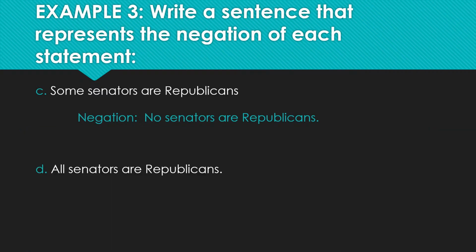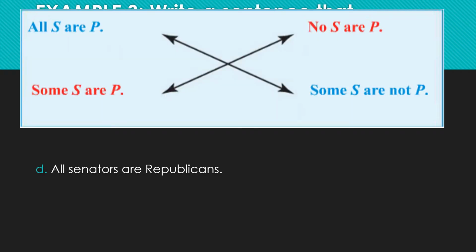Now part D. Our sentence is all senators are Republicans. And once again, you may not need to use this picture to help you find the negation. You may be able to do it on your own. This is just to help you if you need it. So the negation of this statement, all senators are Republicans, that's the top left sentence on this little picture. So the negation of that would be some senators are not Republicans.